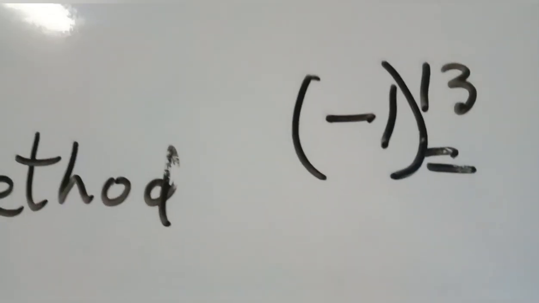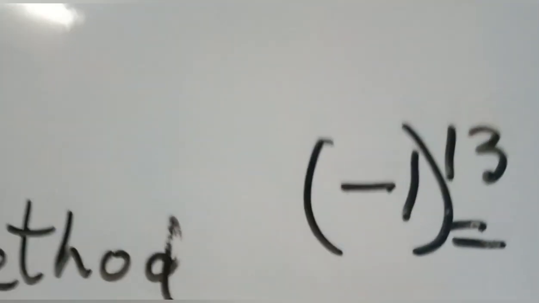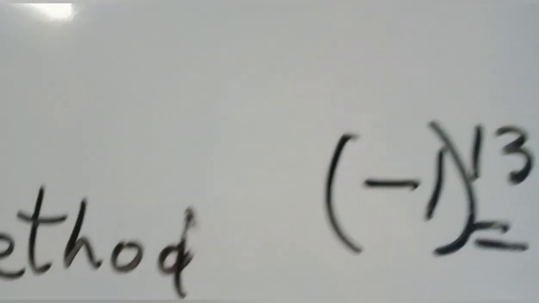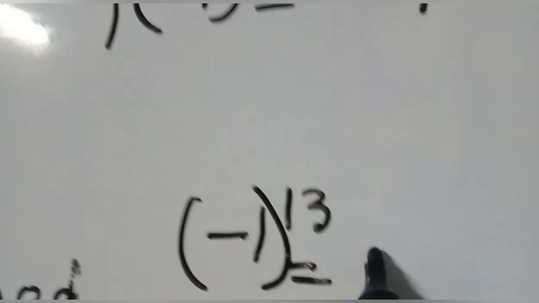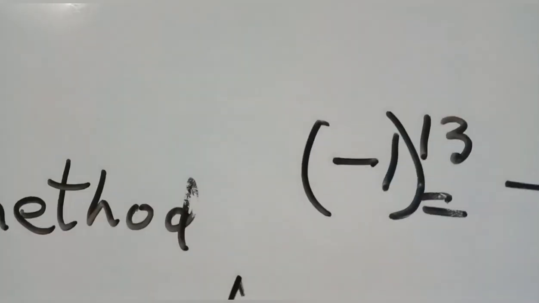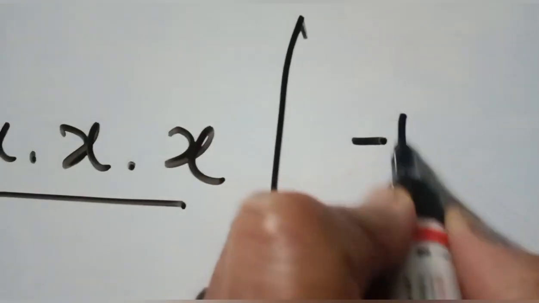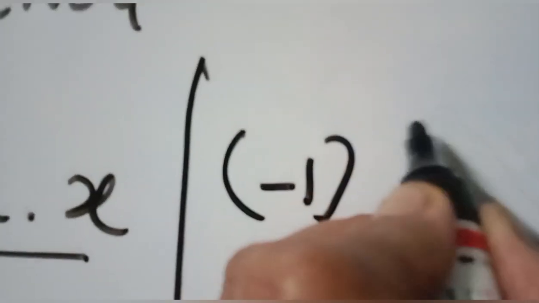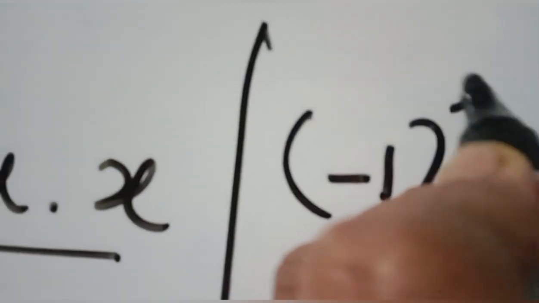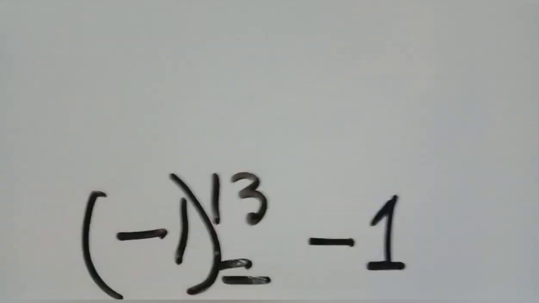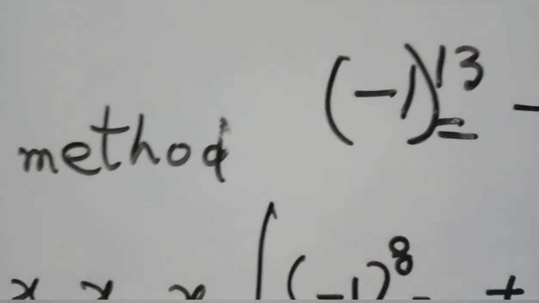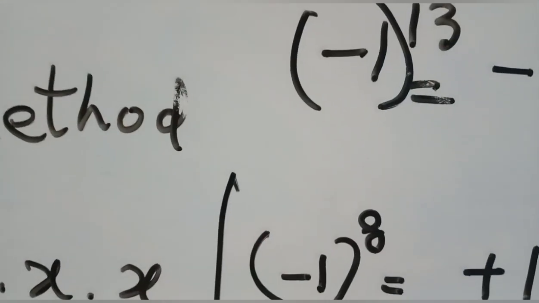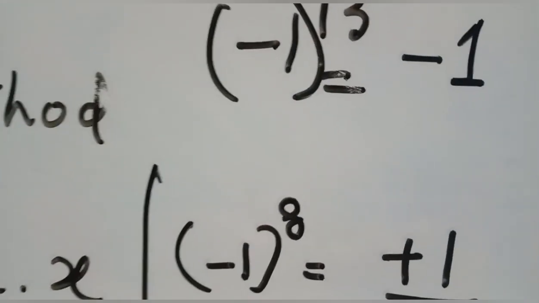Here in the next sum, you see minus 1 to the power 13, again an odd number. So the answer will be minus 1. But if I write minus 1 to the power 8, answer is plus 1. If I write minus 1 to the power 20, answer is plus 1.